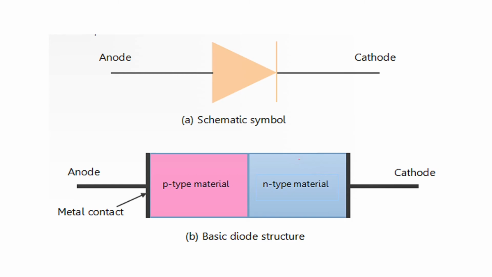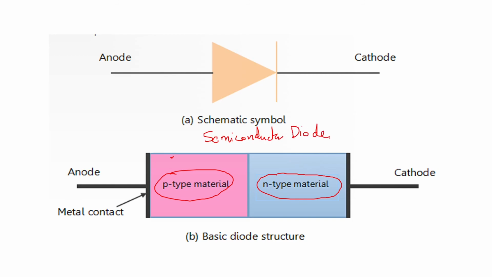Now this is your p-type material, this is n-type material. Diffusion has stopped, drift has stopped, and the p-n junction has been formed. This p-n junction is nothing but a semiconductor diode. The p-n junction is taken as a semiconductor diode, and the symbol of this diode is shown like this.